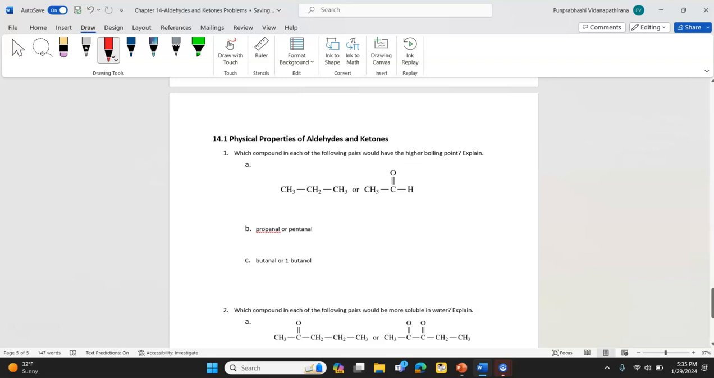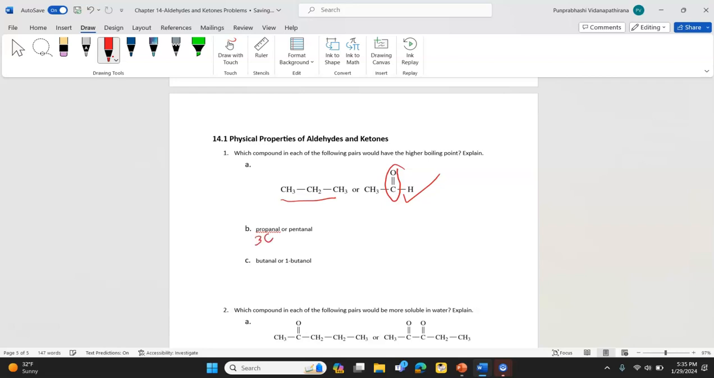Obviously, the one with the carbonyl group has to have the higher boiling point. So, ethanol has the higher boiling point. This polar carbonyl group can make dipole-dipole interactions between two ethanol molecules, but alkanes do not make such strong dipole-dipole interactions because there are no carbonyl groups. Answer is ethanol.